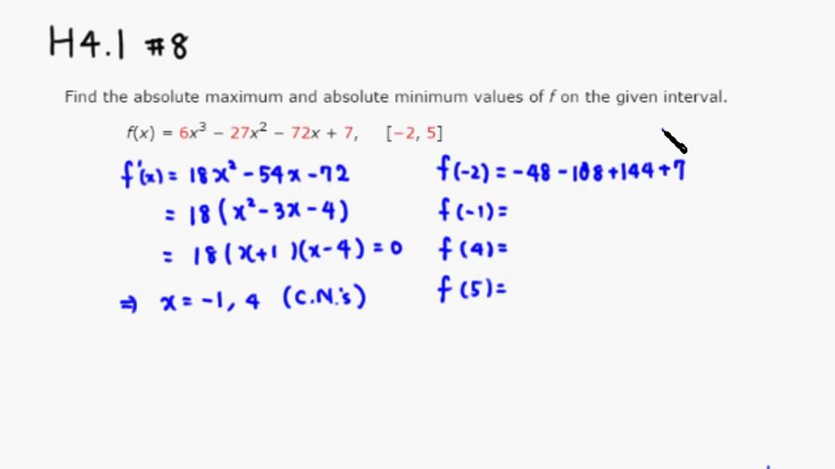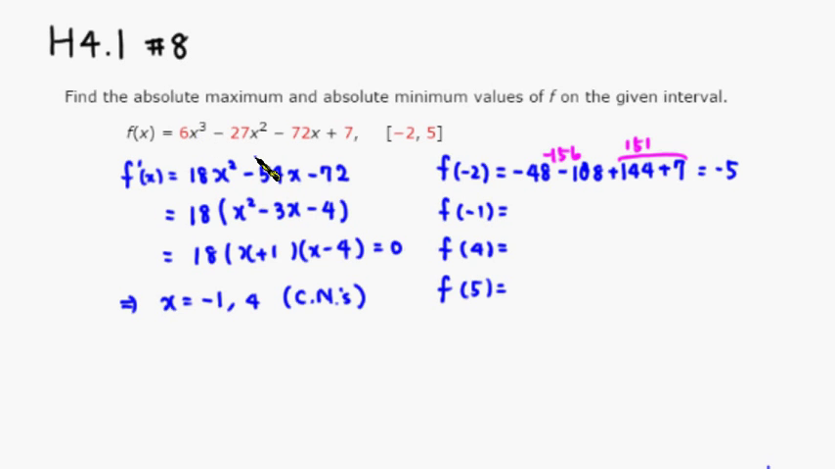So what's that? This would be negative 48 minus 108 is negative 156, and then here we can add those guys together: 144 plus 7 is 151. So it's going to be -5. So f of -2 is -5.